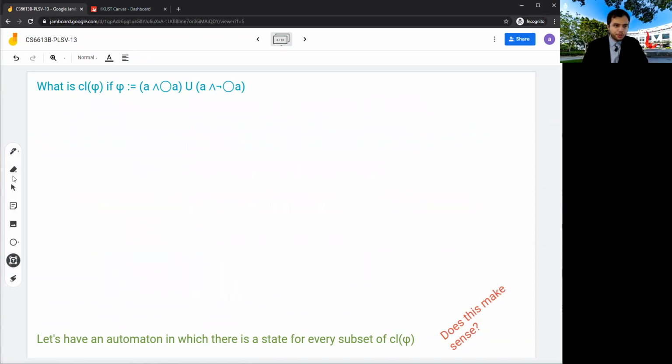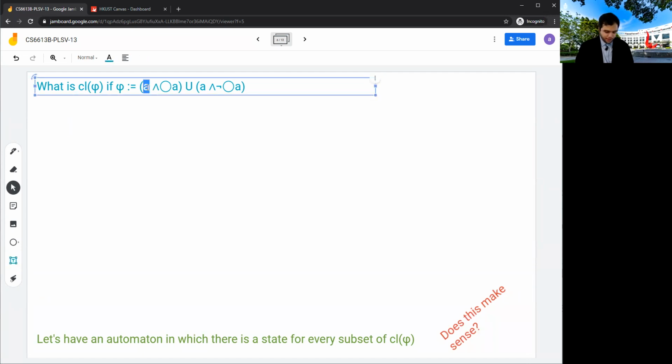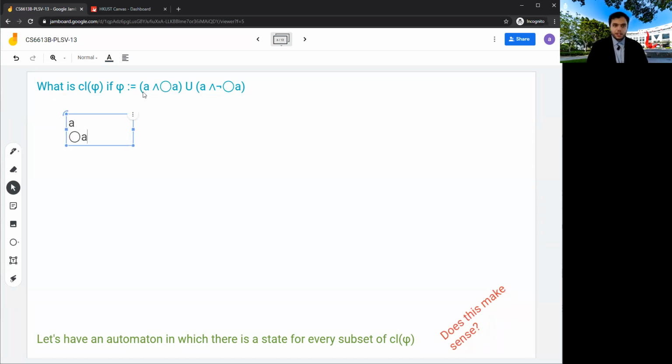Let's say that my formula phi is this. So my formula is A and next A until A and not next A. Okay. What are the subformulas of this formula phi? So of course we have A itself, right? And we have next A here. And then we have A and next A.